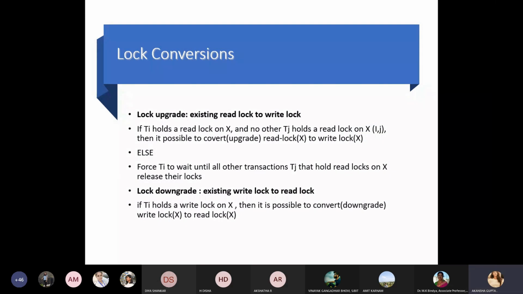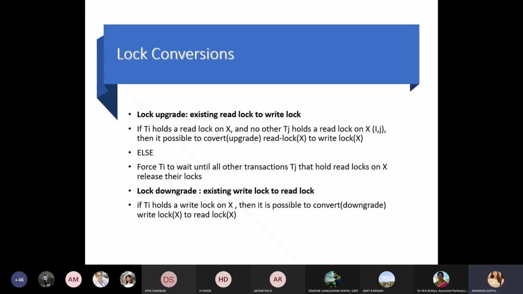Lock conversion is where a transaction that already has a lock on item X is allowed, under certain conditions, to convert the lock from one lock state to another. For example, it is possible for transaction T to issue a read lock and then later to upgrade the lock by issuing a write lock operation.